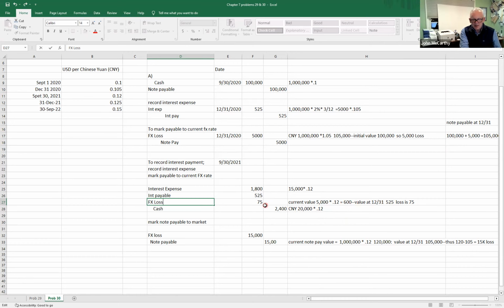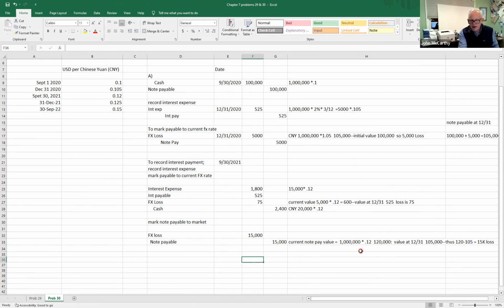Okay. I know this is fast, but you can go back and slow it down, and you'll have this Excel spreadsheet to take a look at. Maybe I'll go over this one again. And at the end, then we have to mark the note payable to market. A little typo there. That's 15,000.